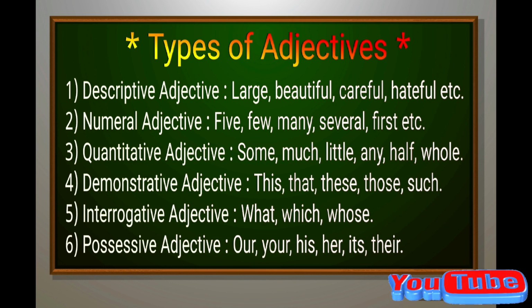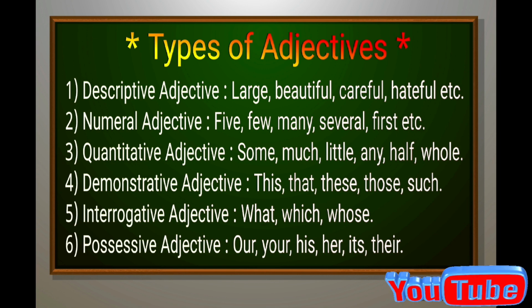Next, fifth, interrogative adjective. It is used to ask a question. For example, whose pen is this? For example, we see what, which, whose. Next, possessive adjective. Possessive adjective, the words my, our, your, his, her, its, their, when used before a noun, are called possessive adjective.